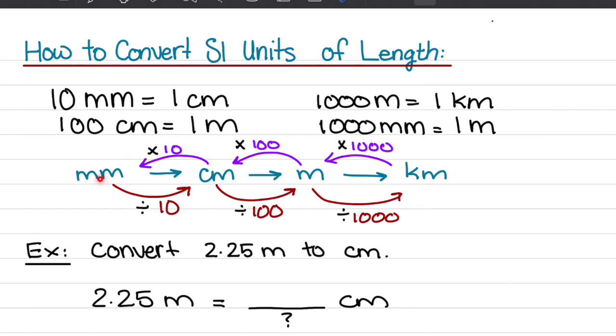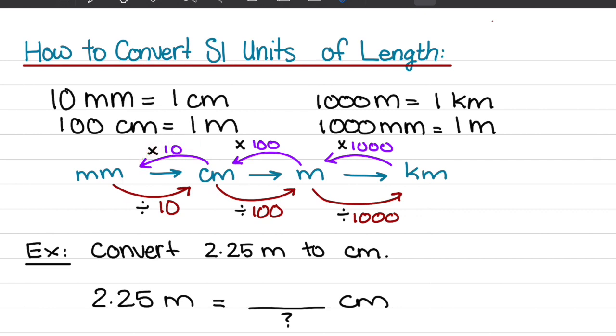To convert from a smaller unit to a larger unit, we always divide. So from millimeters to centimeters, we divide by 10. Centimeters to meters, we divide by 100. Meters to kilometers, we divide by 1,000. So it's 10, 100, 1,000. When we go from a larger unit to a smaller unit, we multiply. So from kilometer to meter, we multiply by 1,000. Meter to centimeter, we multiply by 100. And then centimeter to millimeter, we multiply by 10.